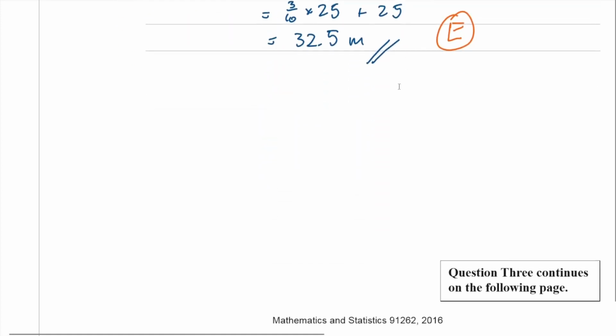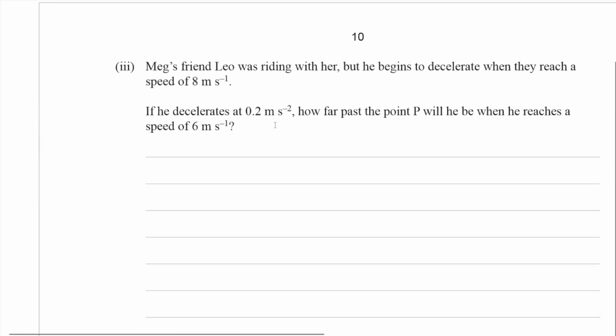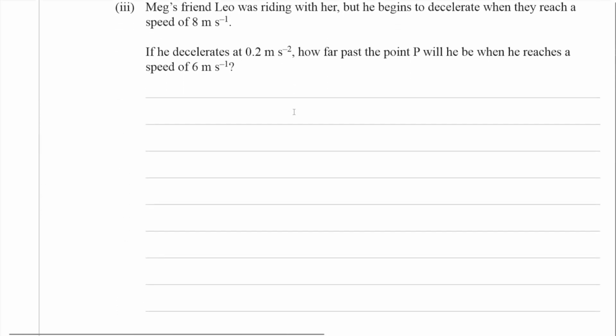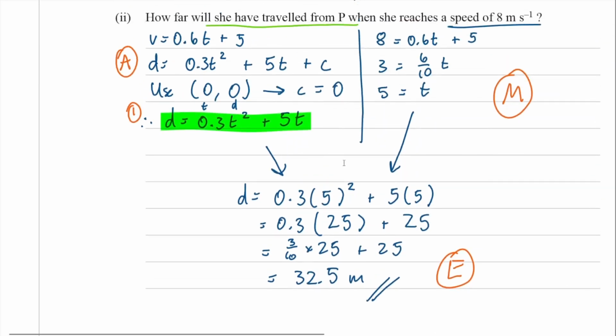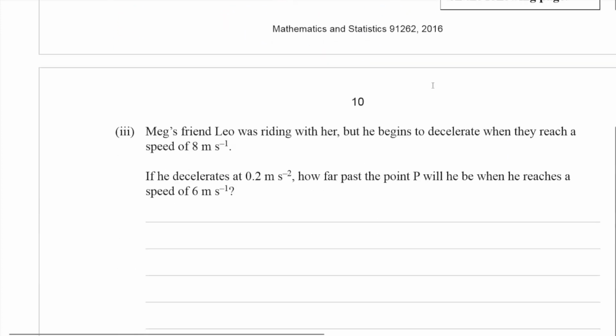Cool. So instead of tackling the whole problem again, we know that Leo would have traveled 32.5 meters in the first 5 seconds. Yep, so that's from part 2.